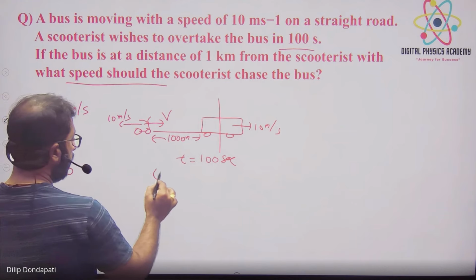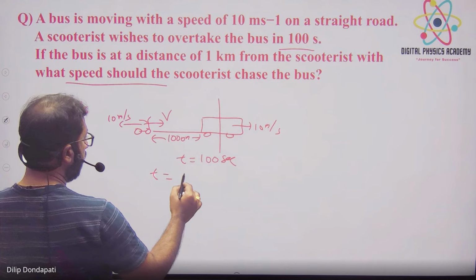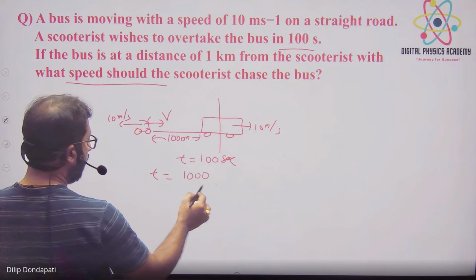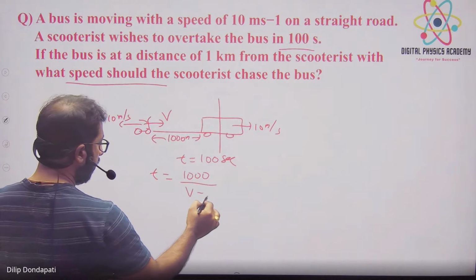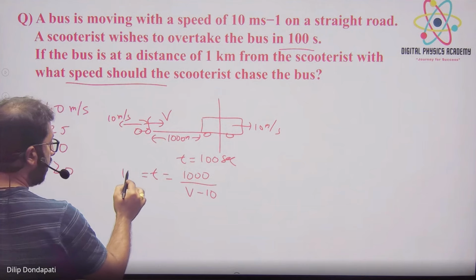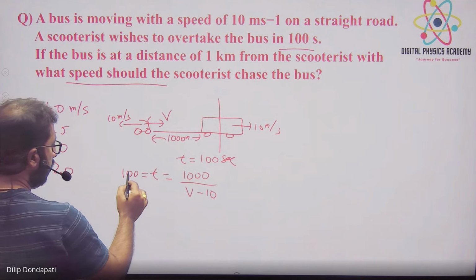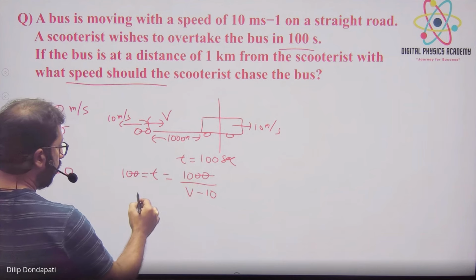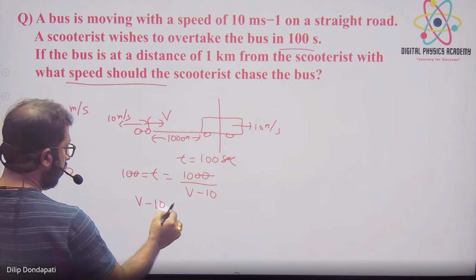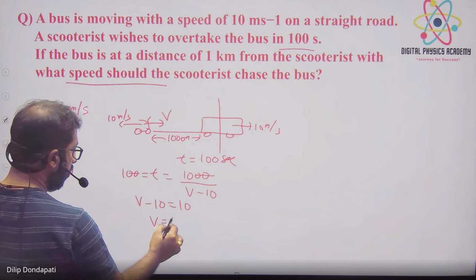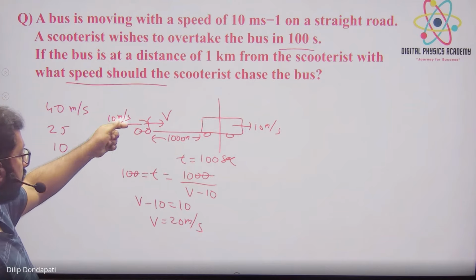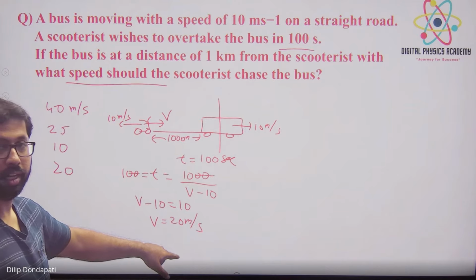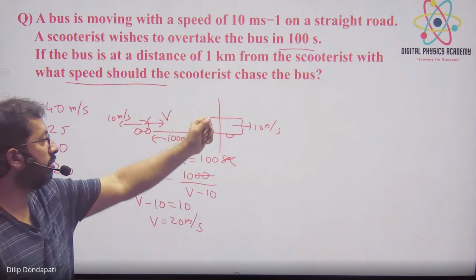तो टाइम इज इक्वल डिस्टेंस बाय स्पीड, राइट? डिस्टेंस इज हाउ मच? 1000 बाय स्पीड इज हाउ मच? इसका v minus 10, and this t is how much? 100 seconds. So zeros cancel. So v minus 10 is equal to 10. V is equal to 20 meters per second. मतलब अगर the scooter person has to go with 20 meters per second से गया तो he will cross in 100 seconds में the bus को overtake करेगा.